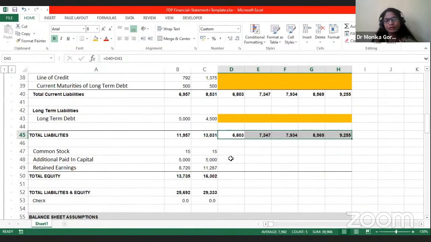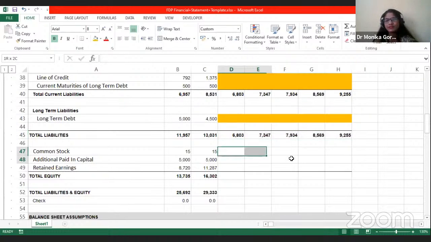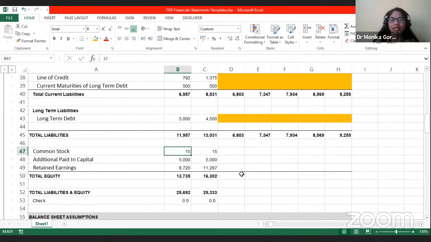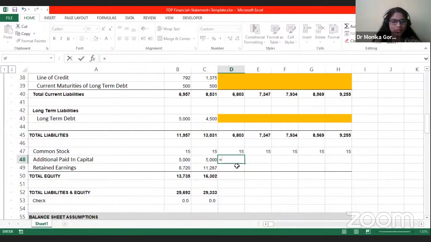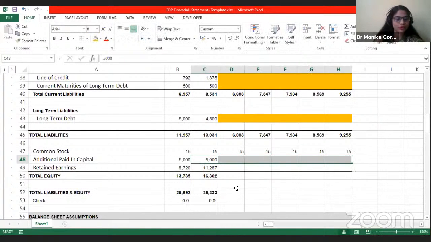This is an assumption again. Our assumption is that whatever the common stock is, we are going to keep that common stock constant. Shift left, control R, so that this 15, whatever the stock is, is not going to change for the future 5 years. In the case of additional capital also, we are going to consider the same. Shift left, control R. So our assumption is that common stock and additional paid up capital will remain the same.